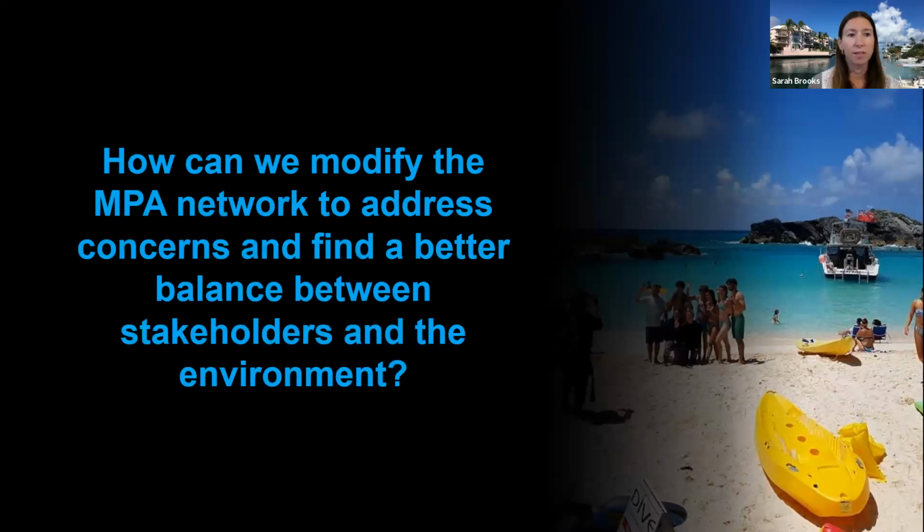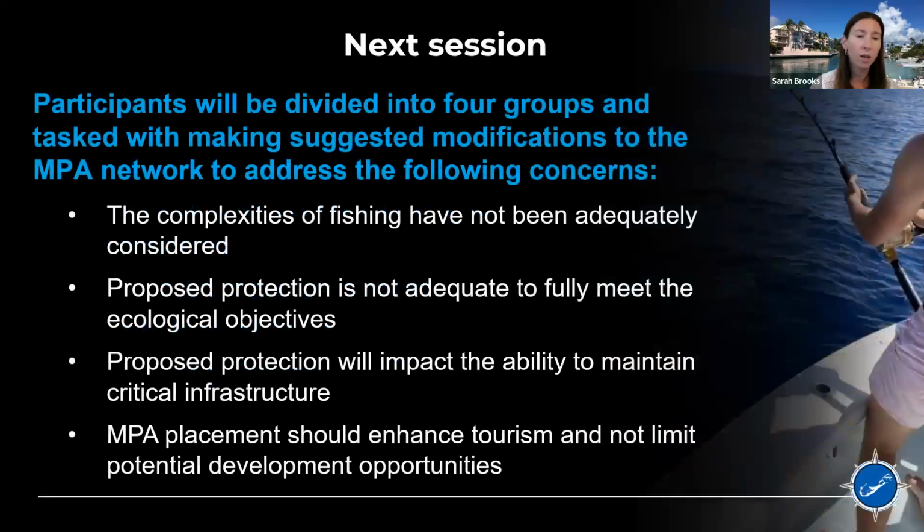So the question is, how can we modify the MPA network to better address these concerns and find a better balance between stakeholders and the environment? And this is something that we would like to work with stakeholders to try and achieve. So during the upcoming focus group, participants will be divided into 4 groups, and each group will be tasked with modifying the protected area network to address a particular area of concern.